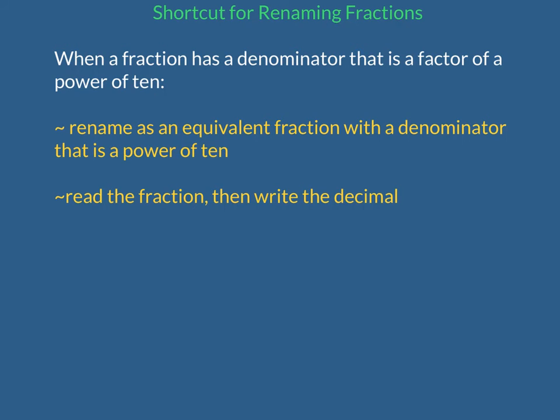So here's a shortcut for renaming fractions. When a fraction has a denominator that is a factor of a power of 10, you rename it as an equivalent fraction with a denominator that is a power of 10, and then you read the fraction, then write the decimal. So our example is 12/25.